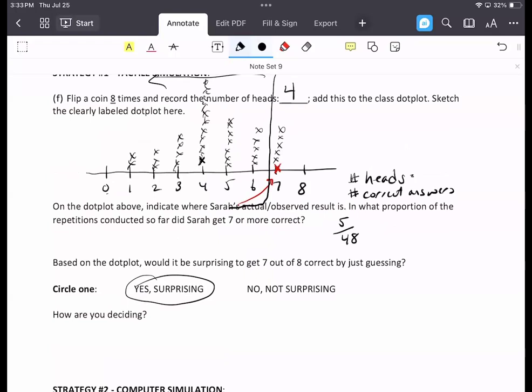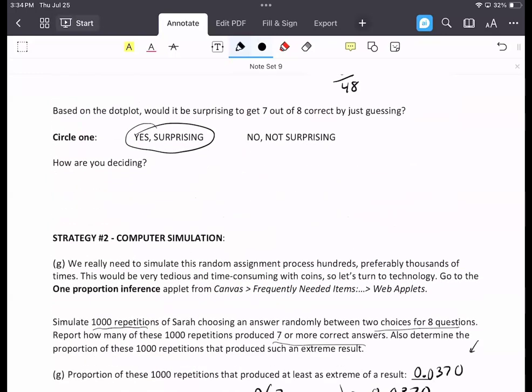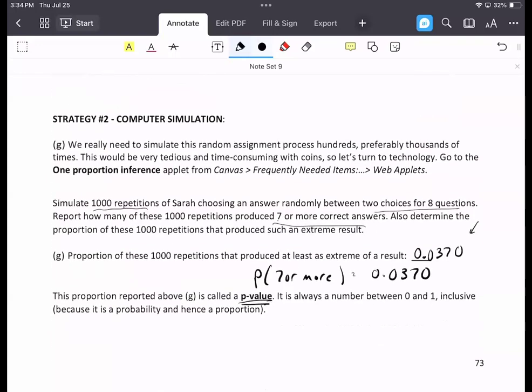Now remember, this was only 48. So we flipped the coin 8 times, but we only did 48 repetitions of that. So I would say that while that's fine, what would be much better in terms of looking at the long run, because remember, we're always interested in probability being the long run result, is using the computer simulation.